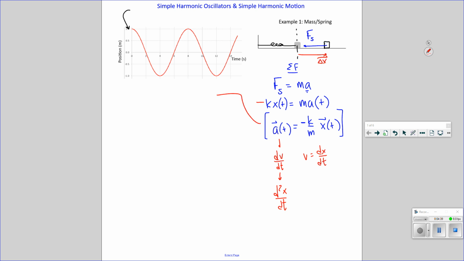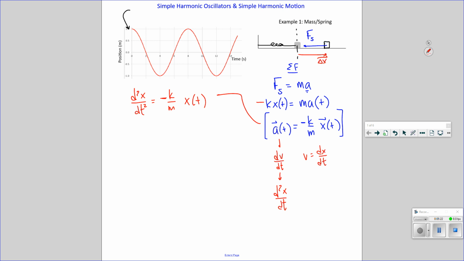And so what this really says is that the second derivative of this position function is proportional to the function itself. Let that soak in. The second derivative of a function is proportional to, but has this negative in front of, the function itself. Well, guess what? There is only one function in the universe for which that is true, for which the second derivative is proportional to the function itself.